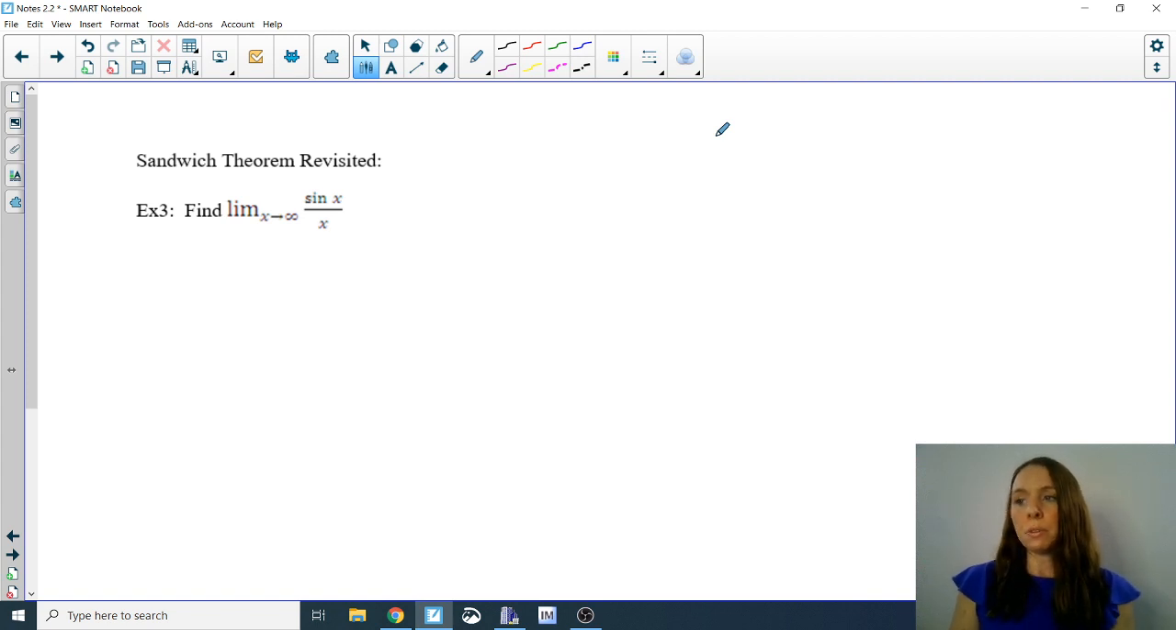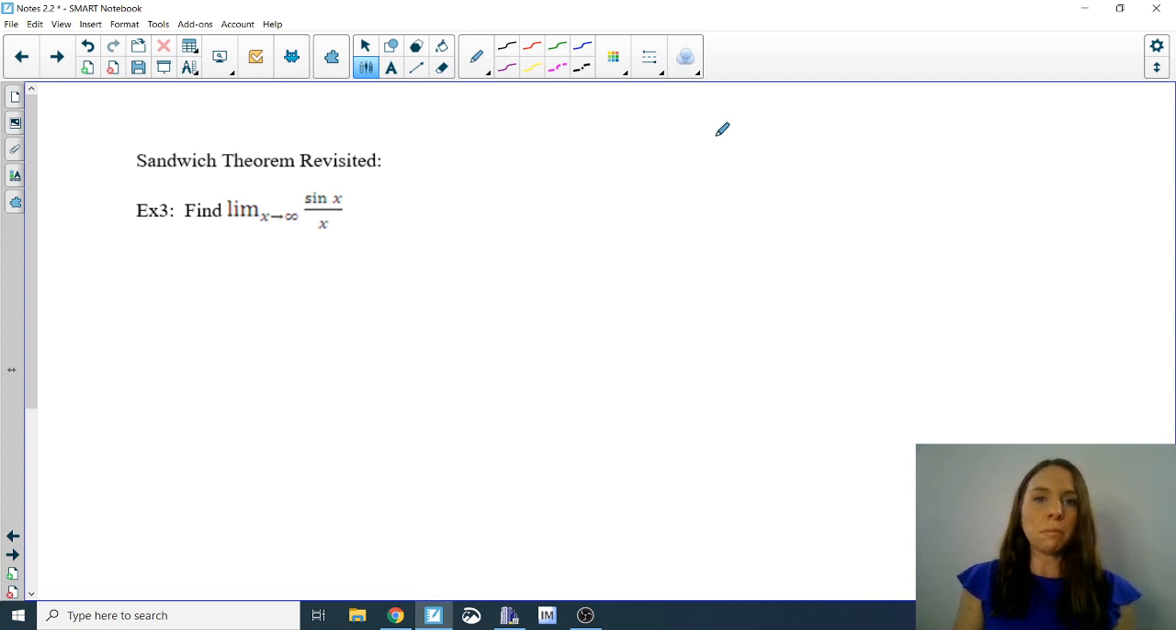In example 3, we just have a limit here. We're going to find the limit as x approaches infinity of sine x over x. And this is one where I like to review how you can use the sandwich theorem to find a limit. In my sandwich theorem lesson, I said that sometimes the sandwich theorem lends itself very nicely to some infinite limits, so I go over a brief example of that here.